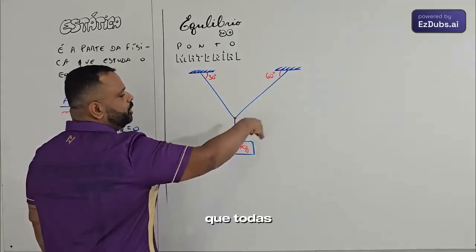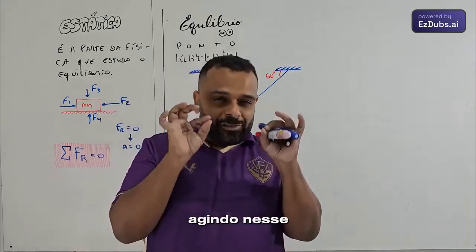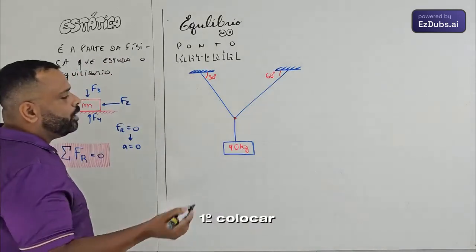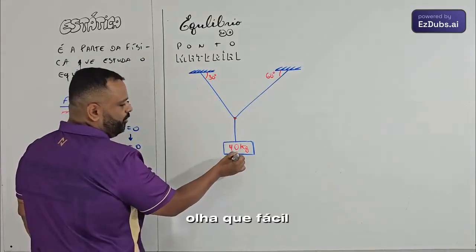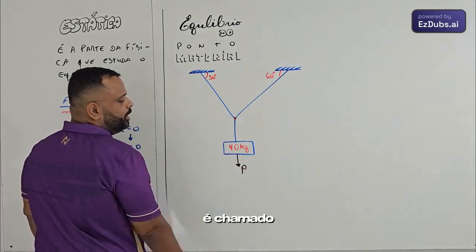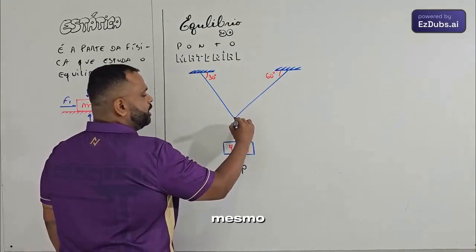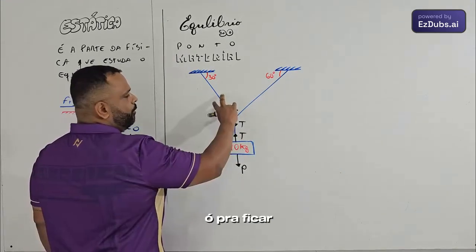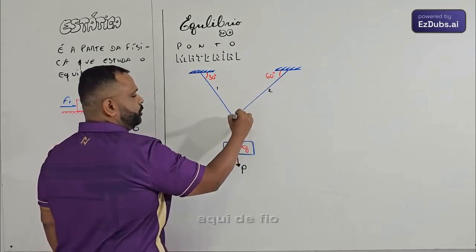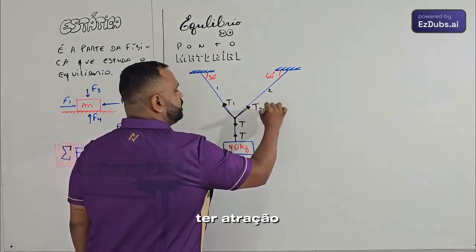So it means that all the forces acting at that point sum to 0. Let's put in the forces first. The force hanging here, pointing downwards, is called weight. If I have a wire, I have traction. If the wire is the same, the tension is the same. To keep it organized, I'm going to call this one wire 1 and this one wire 2. Here I will have the traction T1, and here I will have the traction T2.